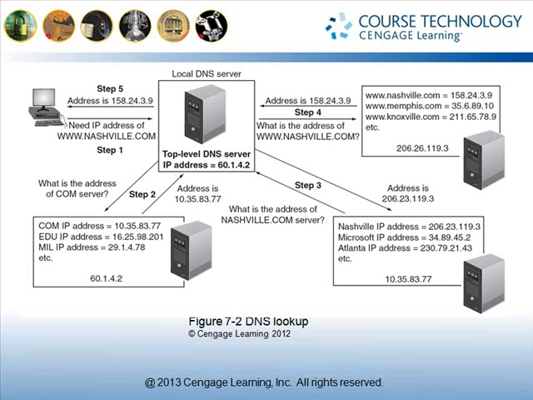In step 3, the top-level DNS server sends back the IP address of the DNS server that contains information related to addresses that end in the top-level domain .com. So the local DNS server then sends a request to the second DNS server that contains the IP address of the DNS server that contains information about Nashville.com. And then in step 4, after receiving back that information, the local DNS server contacts the third DNS server that's responsible for Nashville and looks up the IP address of www.nashville.com. And this information in step 5 is finally returned to the local DNS server that sends it back to the user's computer.